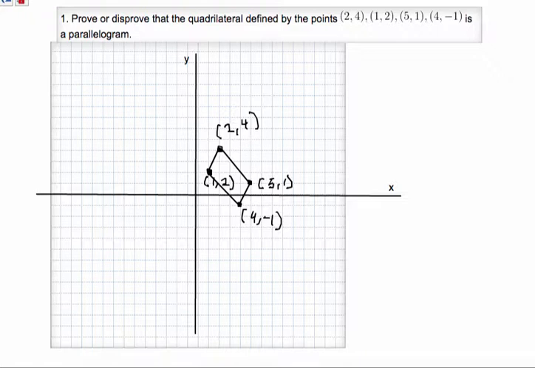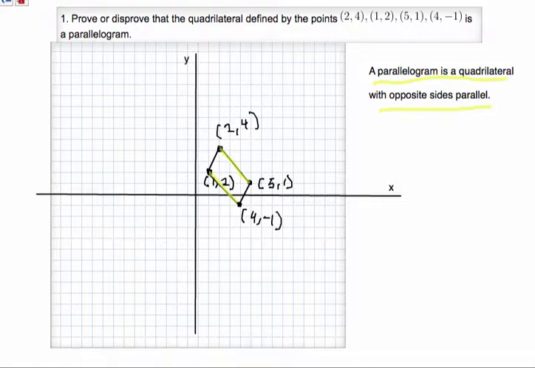Now to prove this is a parallelogram, you need to know the definition of a parallelogram. A parallelogram is a quadrilateral with opposite sides parallel. So if we prove that the opposite sides of this figure are parallel, we will have proven that this is a parallelogram. So let's start with the two highlighted sides.